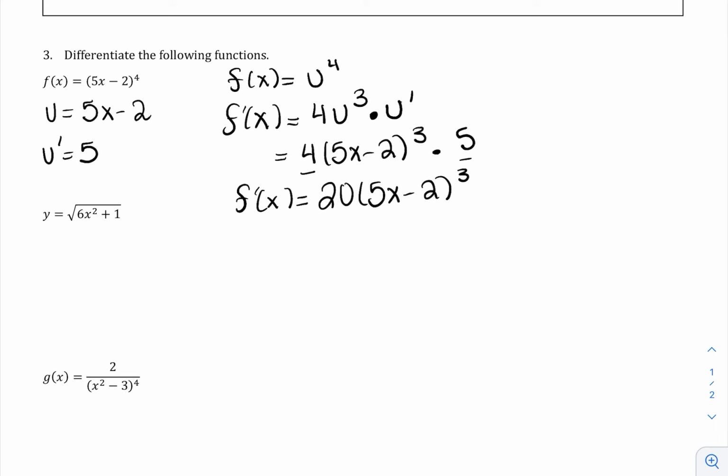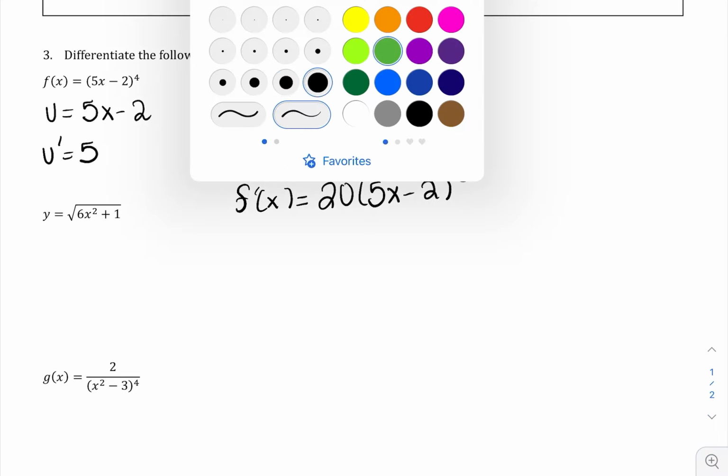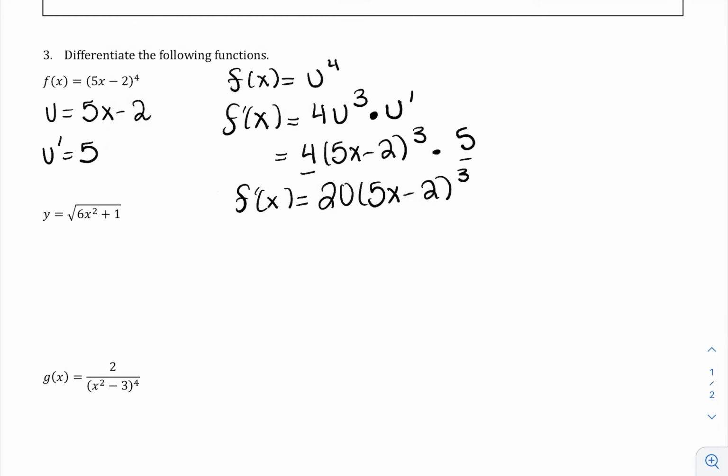And here's my derivative. Now, if you wanted to, once you get comfortable with the general power rule, you don't have to use the u, but I would really, really advise to actually pick out your u functions because it's going to help you when you do the chain rule in general.